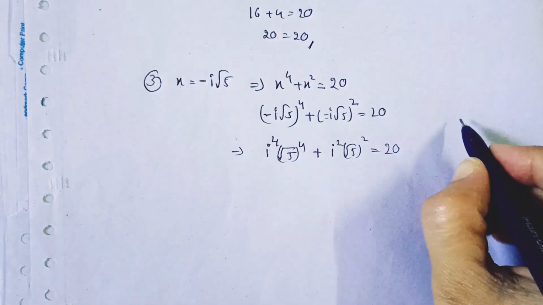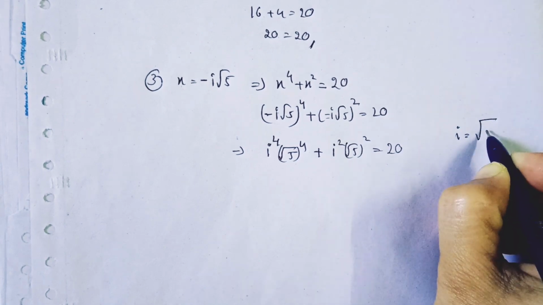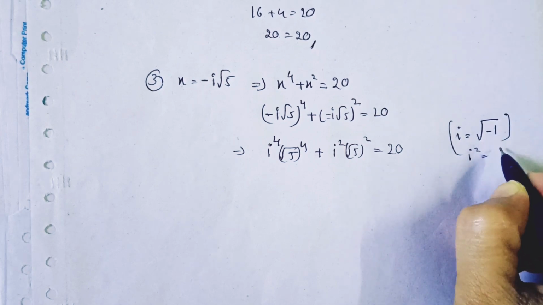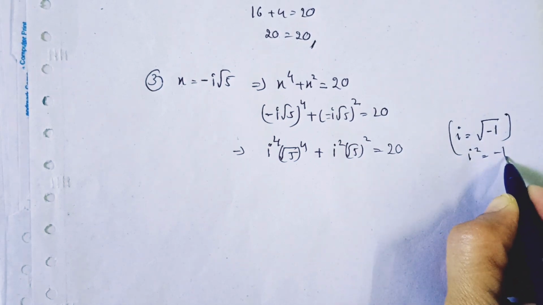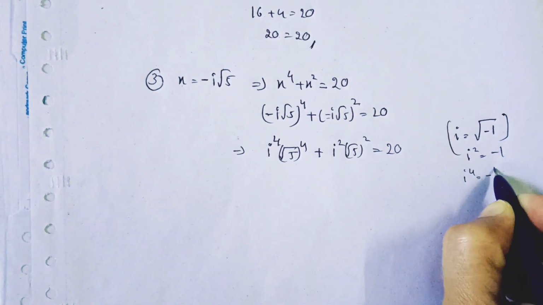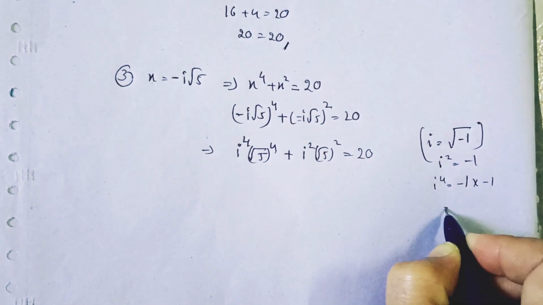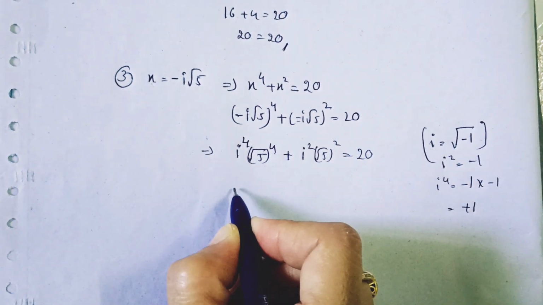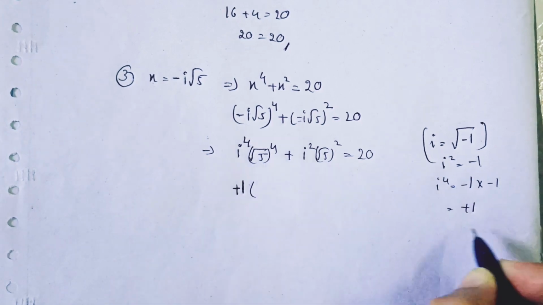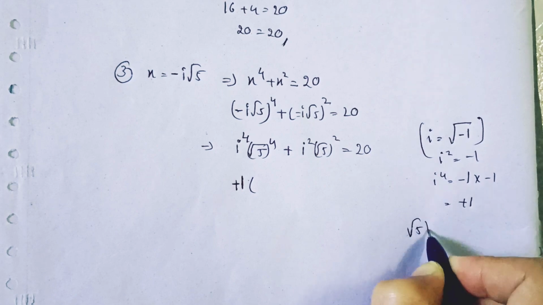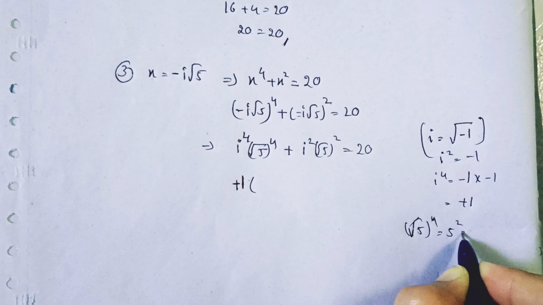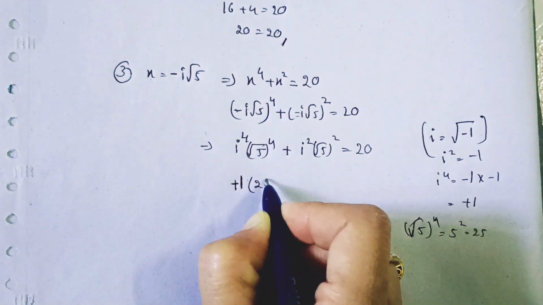Here for i to the power 4, we know that i equal to square root of minus 1, so i squared equal to minus 1. Then i to the power 4 equals minus 1 multiplied by minus 1 equal to plus 1. Then multiplied by root 5 to the power 4: the 2 gets cancelled, then the remaining will be 5 squared, that is 25.